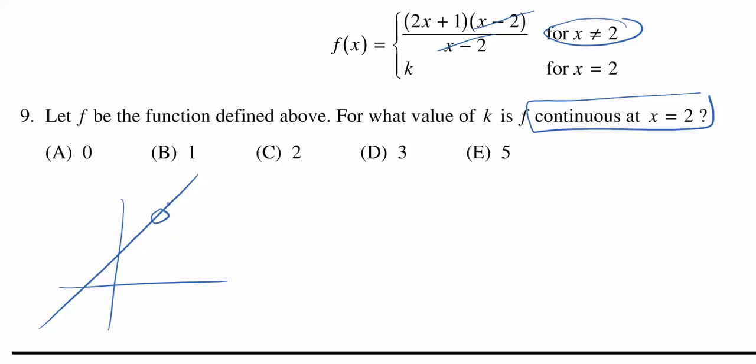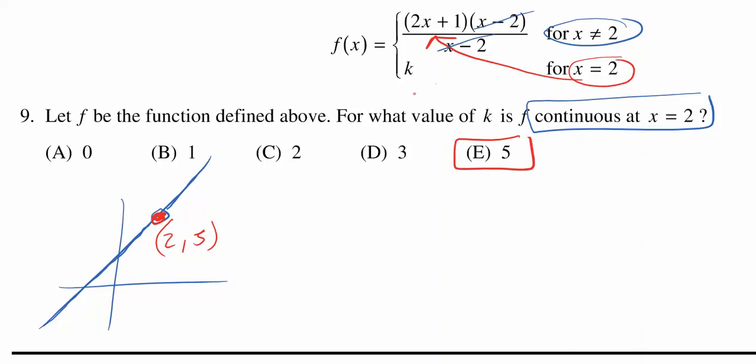So for a graph to be continuous, I have to be able to draw without lifting my pencil. But at that hole, I'd have to lift my pencil. So one thing we can do from pre-calc is fill that hole. What if I put a value there? That value would have to be 5. If I just put the 2 into the expression, (2, 5) was my hole. So if the value is equal to 5 at that point, I fill the hole and I make it continuous.